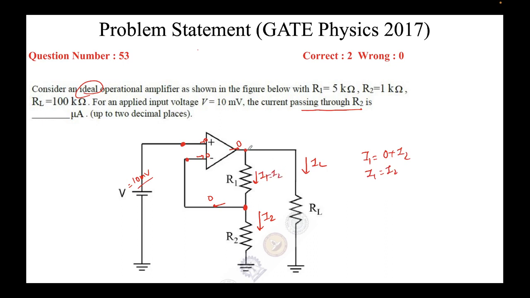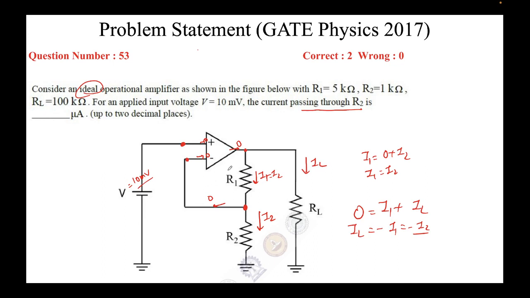Let's apply KCL on this node. Incoming current should be equal to outgoing current. So incoming current is 0, 0 equal to outgoing current I1 plus IL. So I get IL equal to minus I1, and this is again equal to minus I2. The negative sign means I have assumed the direction wrong, so the current is actually not flowing in this direction but in this direction. Right? So now, yeah, we are almost done.